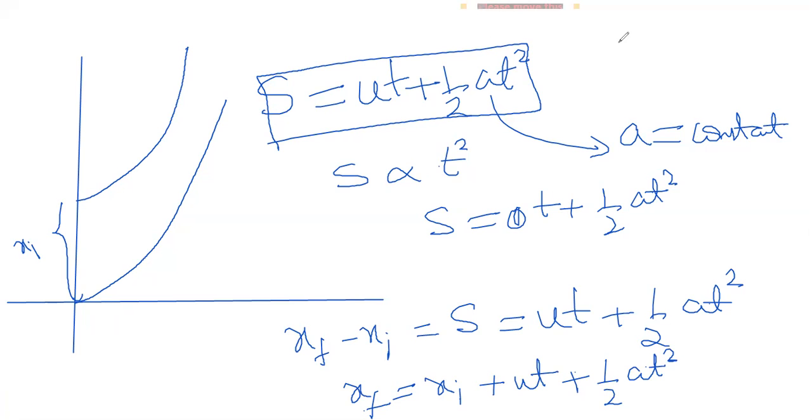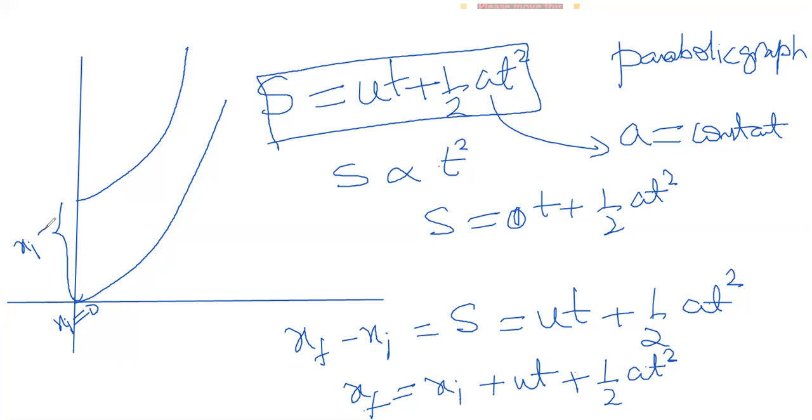So this is a parabolic equation, a parabolic curve, sorry, a parabolic graph. It doesn't have anything on this side. I hope you know why, because time cannot be negative. That is the reason. Here xi is 0.